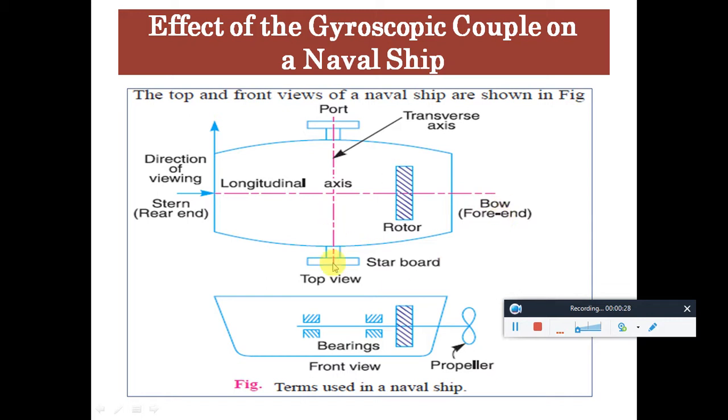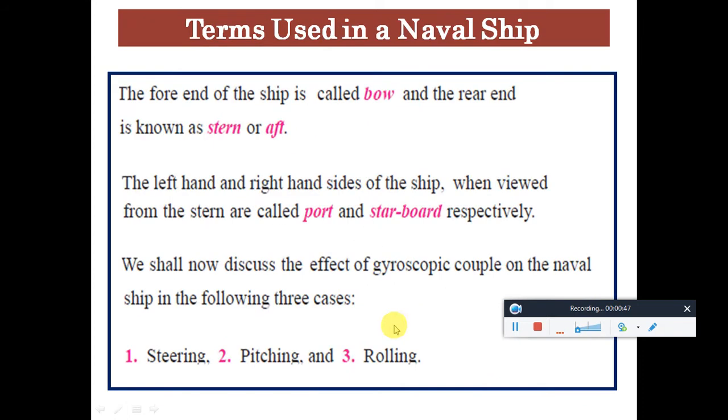When you view from the rear, the right side is said to be starboard, and the left side is said to be port. So this was the nomenclature of this naval construction, and this is for the transverse axis, and this is for the longitudinal axis. So the fore end of the ship is called the bow, and the rear end is known as stern or aft. That is also very important.